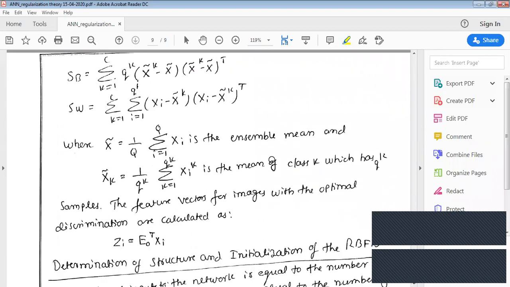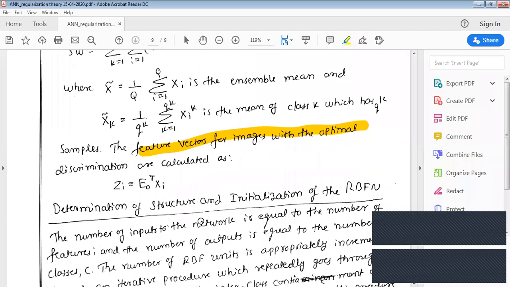Once we have these values, if a new image is given, we calculate the feature vectors of the image with optimal discrimination, and that is used for the classification of the images. Any doubt here?